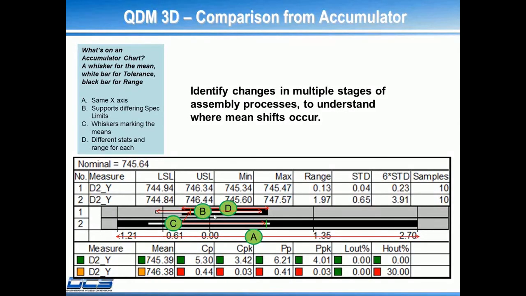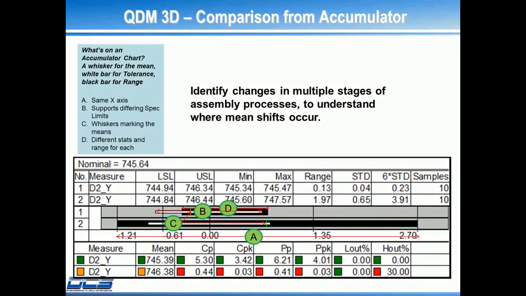Right here we're only showing these two data sets on an accumulator chart, but it'd be most beneficial used to check it through different stages of assembly. One of the use cases for this is the same feature that's measured through multiple stages of assembly. Sometimes the same feature is measured at the part level, when it's assembled on a sub-assembly, and then when it goes into the final assembly.